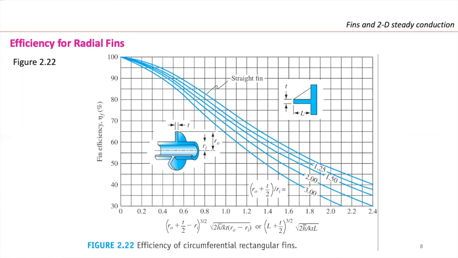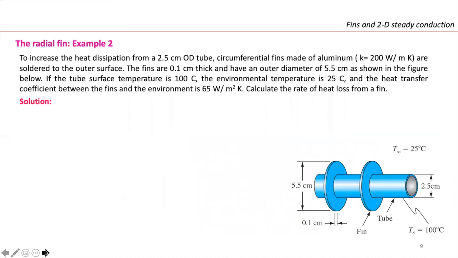So that's the main method. And we are going to go through this example, and you have this example in your textbook. So we have that to increase the heat dissipation from a 2.5 centimeter outer diameter tube, circumferential fins made of aluminum with a K value of 200 are soldered to the outer surface, like you can see here.